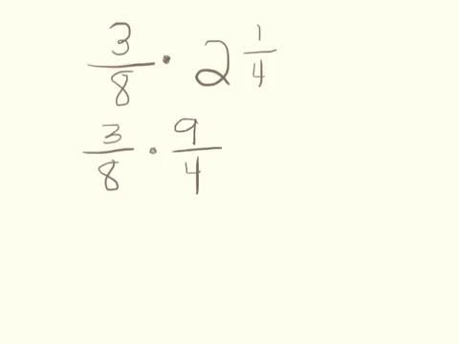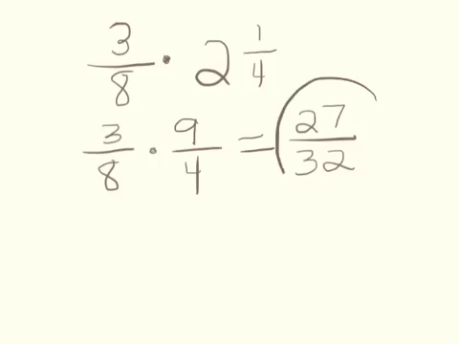So I always look to see, can I cross cancel? I don't see any opportunities for cross canceling, so I'm going to go ahead and multiply. 3 times 9 is 27, and 8 times 4 is 32. And I'm going to look and see, can I simplify this? 27, 32. I don't see any opportunities here to simplify, so I'm simply going to leave it as is, and this is my final answer.